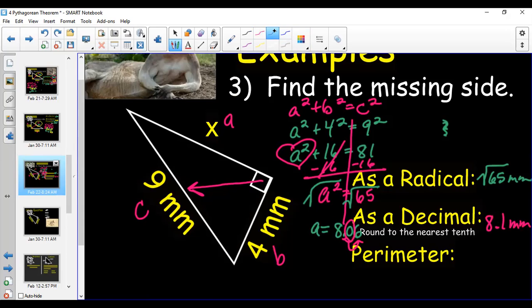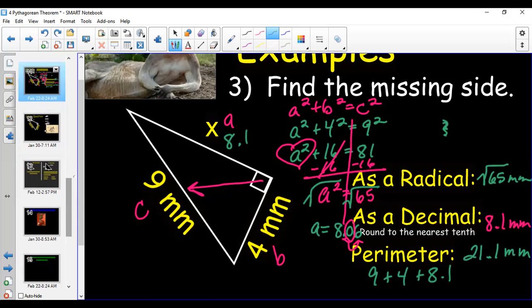And last perimeter, we have 9 plus 4 plus 8.1. And if we add those together, we should get a perimeter of 21.1 millimeters.